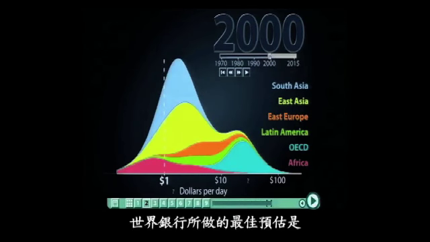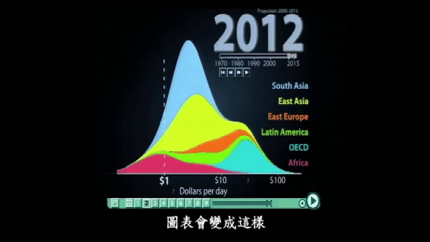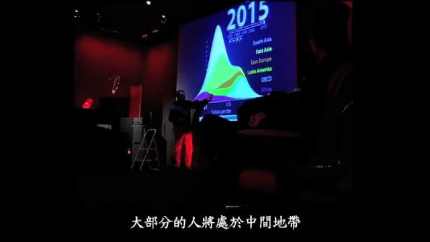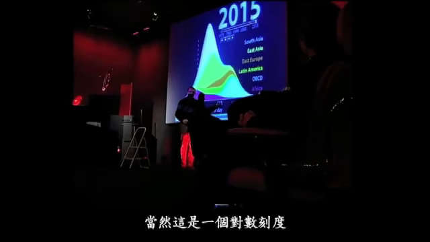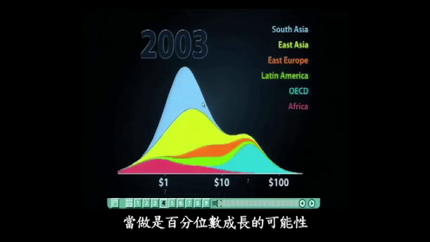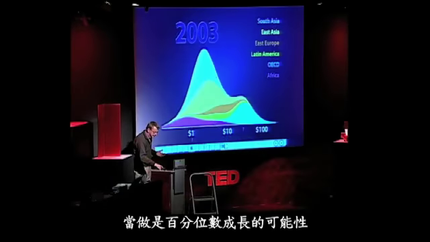And the best projection from the World Bank is that this will happen. And we will not have a divided world. We will have most people in the middle. Of course, it's a logarithmic scale here. But our concept of economy is growth with percent. We look upon it as a possibility of percentage increase.